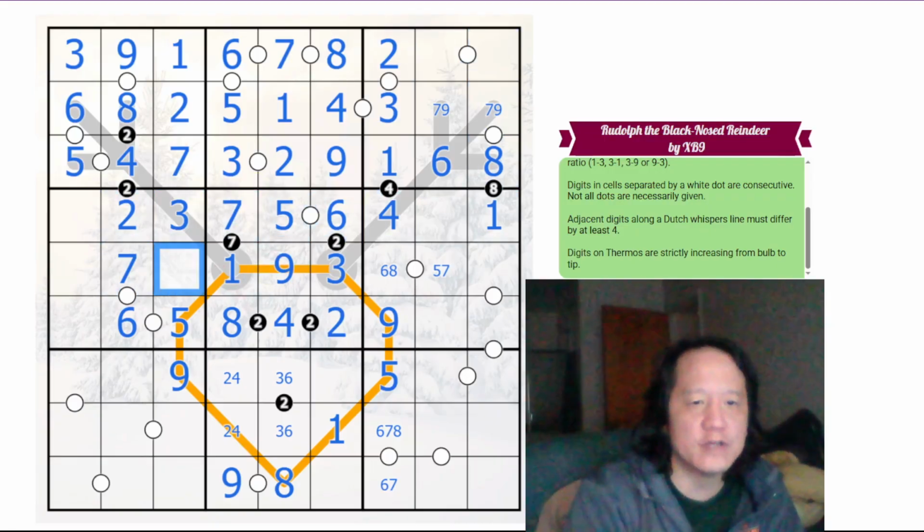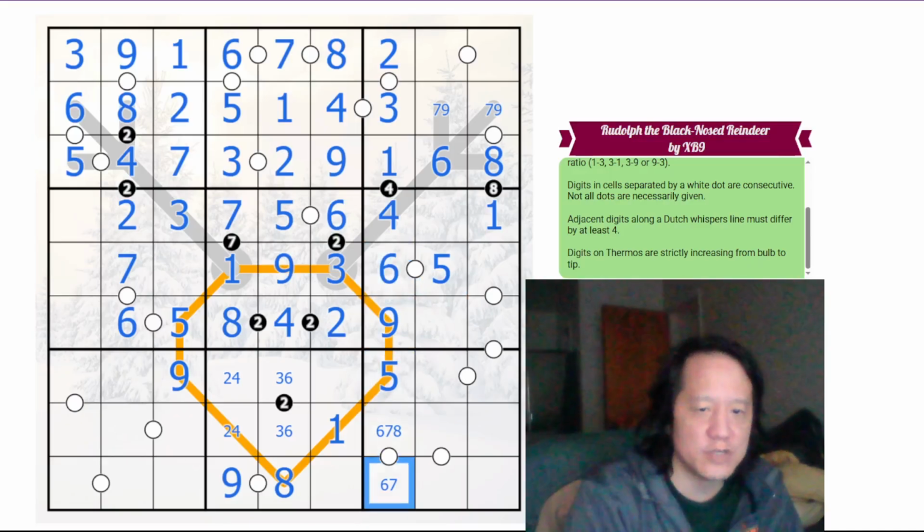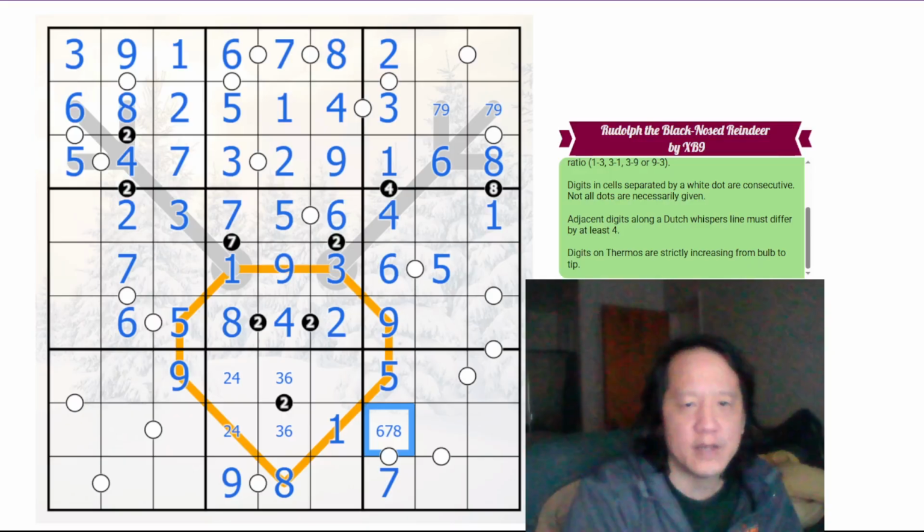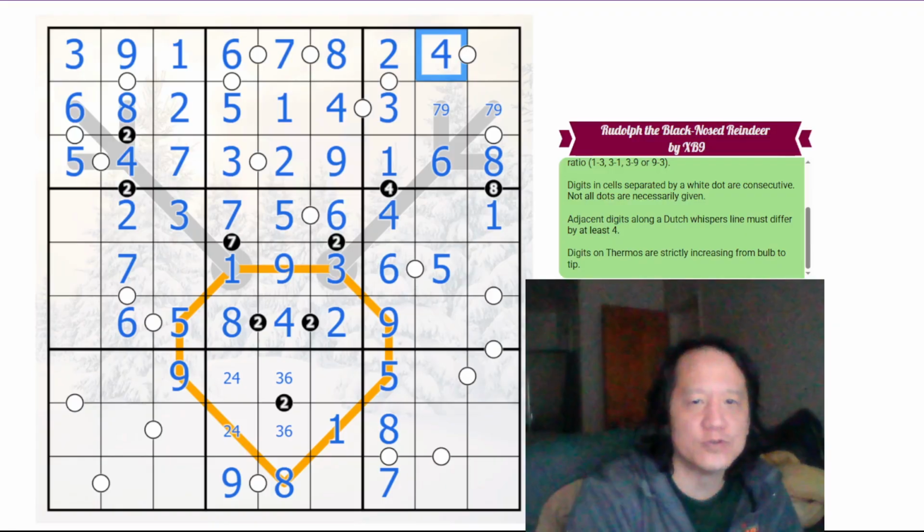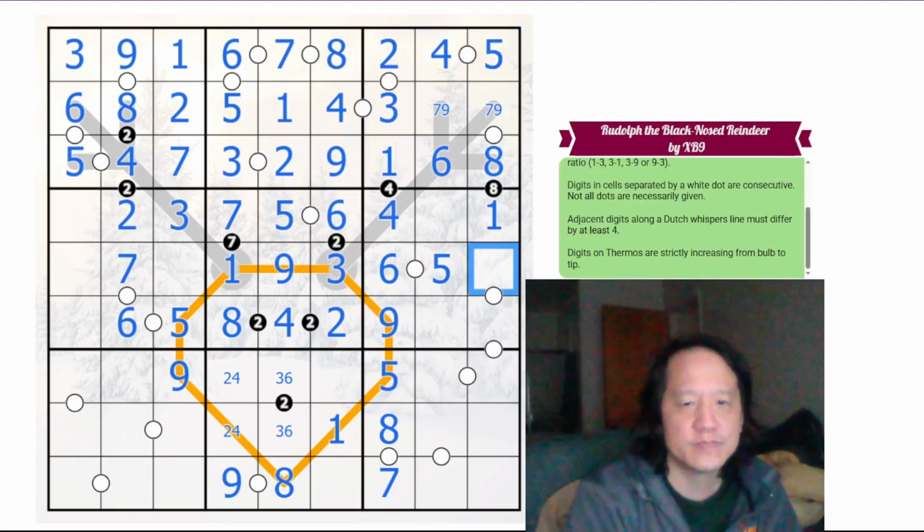This 7 eliminates 7 in the rest of the row, so this is 5. 5 is only consecutive with 6 out of 6 or 8. So this is 6, which eliminates 6 here, so it's 7. That means this can't be 6 or 7, this is 8. The 5 here eliminates 5 here, so this is 4, that's 5.